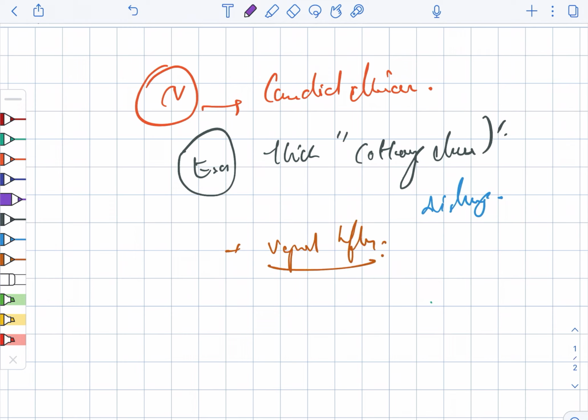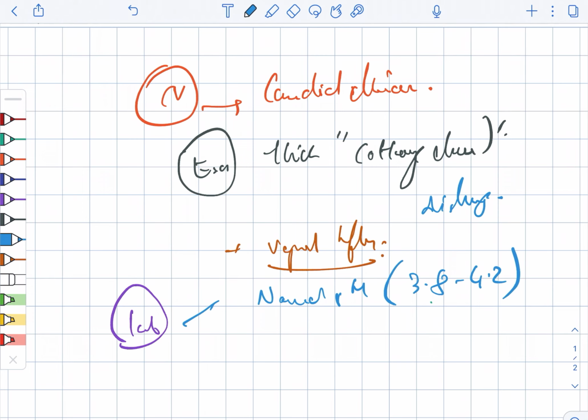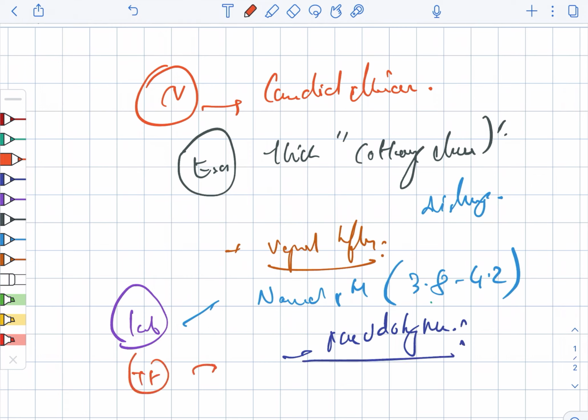Now looking at the lab findings. Lab findings include a normal pH, between 3.8 to 4.2, as well as presence of pseudohyphae. And the treatment is by administering fluconazole.